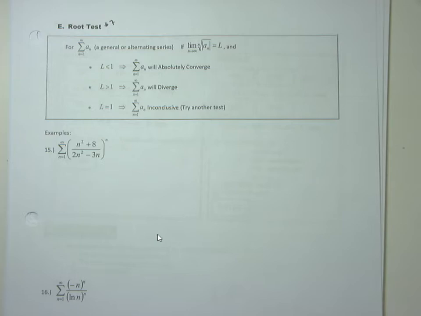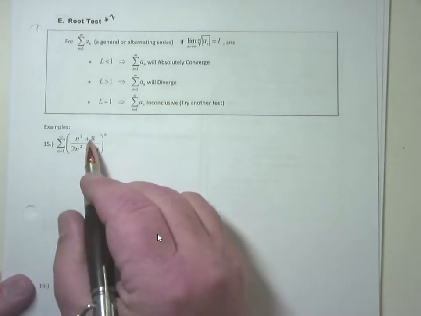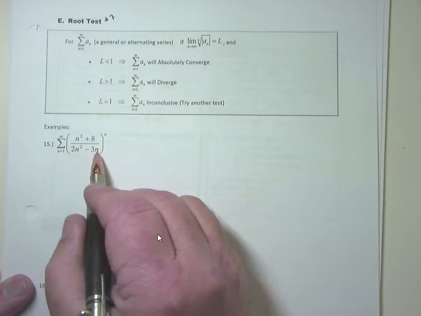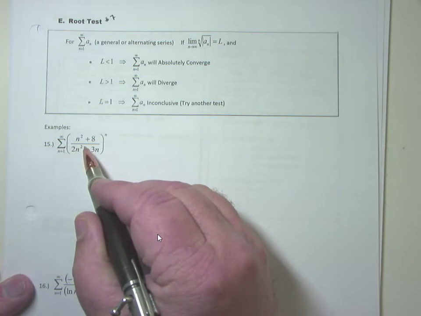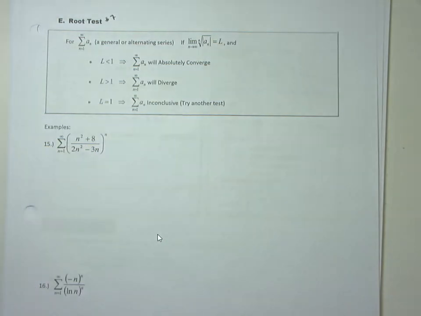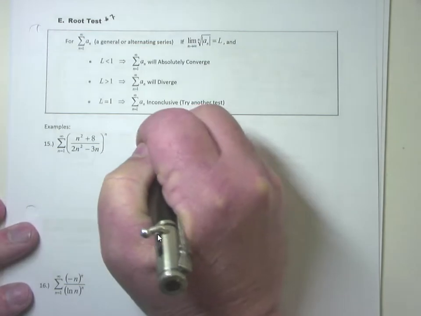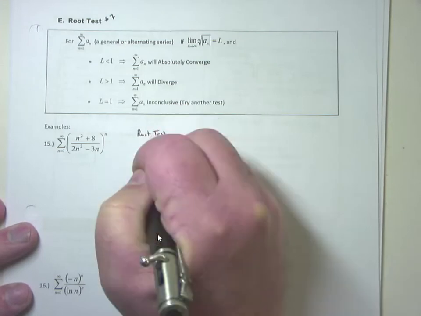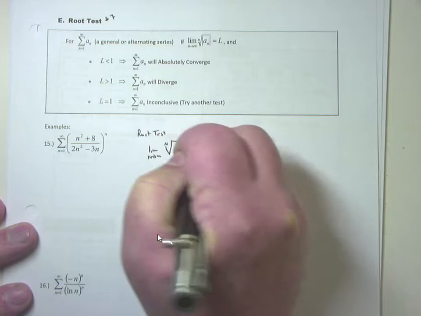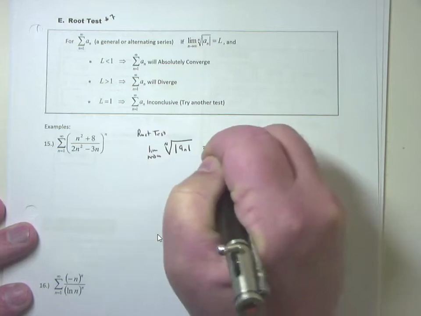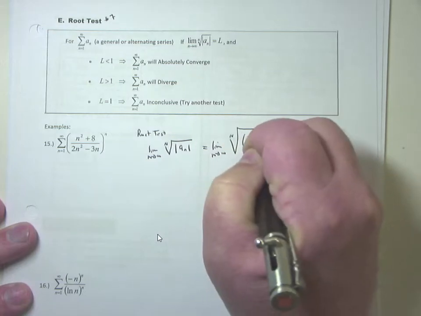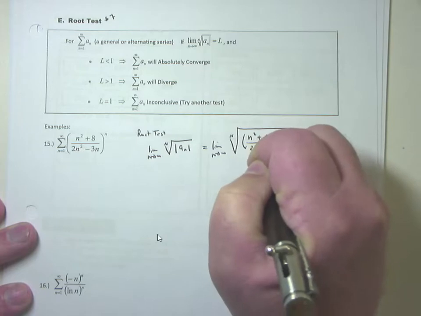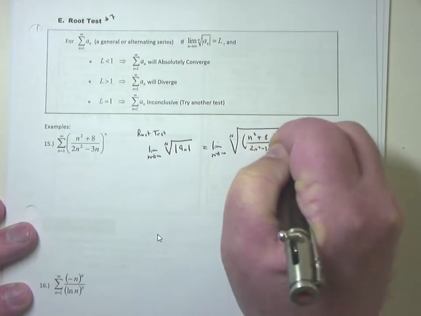So, here we go. Here's the sum as n goes from 1 to infinity of (n squared plus 8 divided by 2n squared minus 3n) raised to the n power. Because I have a series that has a sequence part with n's raised to the n power, n's to n's, this screams root test. So what I'm going to do for the root test is take the limit as n approaches infinity of the nth root of the absolute value of a_n. This would be the limit as n approaches infinity of the nth root of (n squared plus 8 divided by 2n squared minus 3n) raised to the n power.